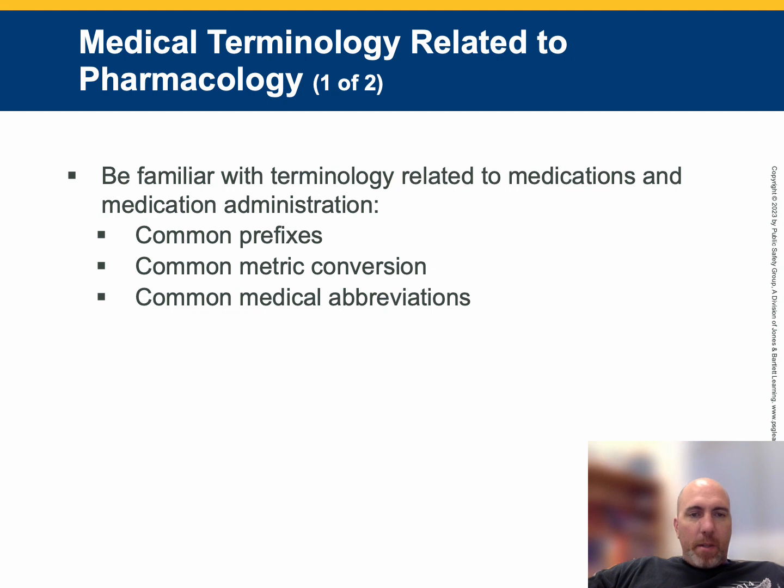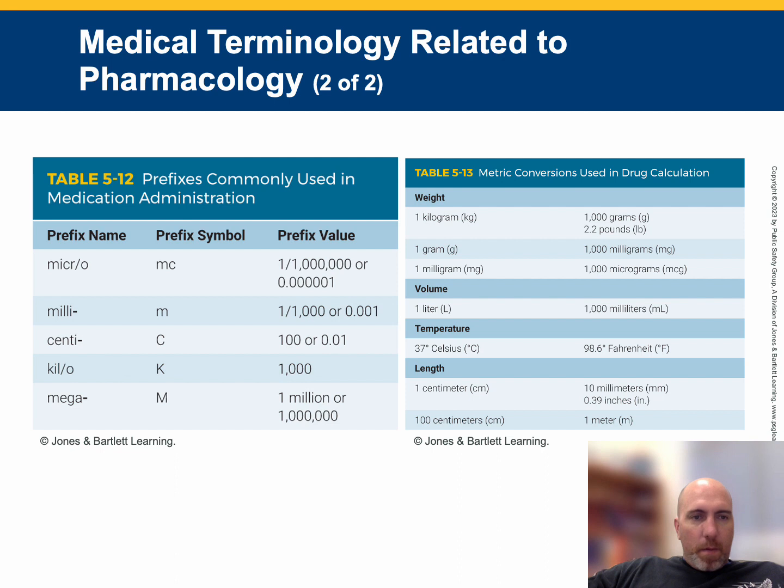Be familiar with terminology related to medications and medication administration, some common prefixes, common metric conversions, and common medical abbreviations. So micro is MC, milli is M, centi is C, kilo is K, and K could be misunderstood as ketamine also. I'm sorry, potassium. So be mindful of that too.